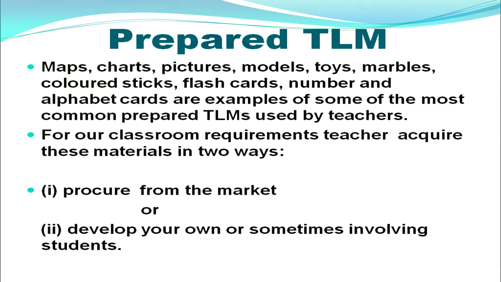For classroom requirements, the teacher acquires these materials in two ways. Either he or she can procure them from the market, or the teacher can develop their own, or sometimes, involving the students, this type of teaching learning material can be prepared. Some teaching materials are procured from the market, like maps and globes, which require accuracy, because if you prepare a globe yourself, accuracy cannot be achieved. So these types of materials you can purchase from the market, with no need to develop your own.